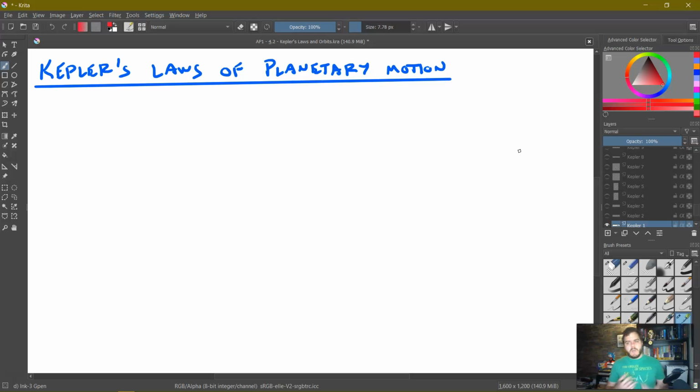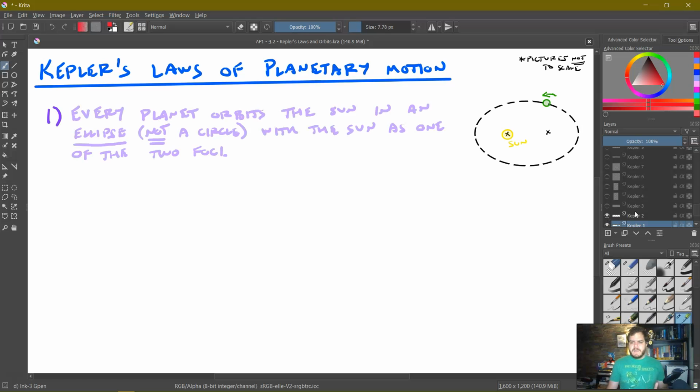Now we discussed these in class, but Kepler's laws of planetary motion, which were developed by Johann Kepler in the early 1600s, described how planets move around the sun, and he figured these out just by looking at reams and reams of experimental data, or observational data, in fact. The first one is that every planet orbits the sun in an ellipse, so an elliptical orbit, not a circle, with the sun as one of the two focuses, or foci, of the ellipse.